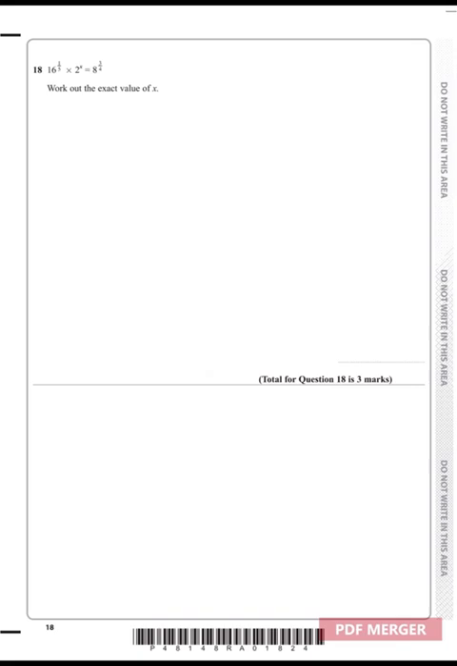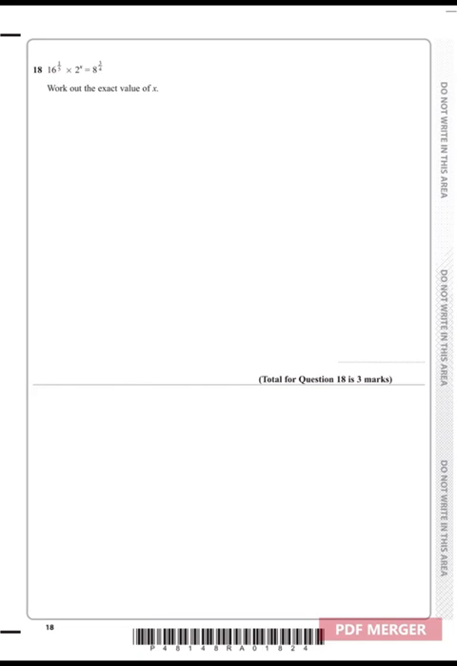16 to the power of a fifth multiplied by 2 to the power of x is equal to 8 to the power of 3 over 4. Work out the exact value of x. 3 marks. This topic is laws of indices. The clue is in the question. We can see that we need to work out x.